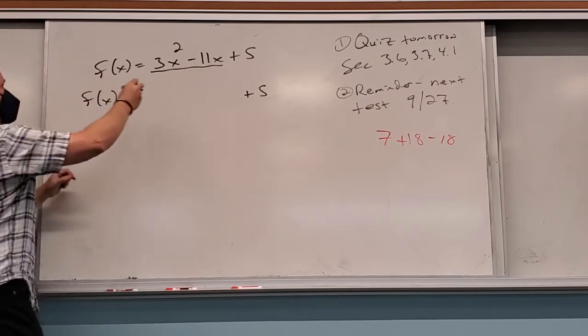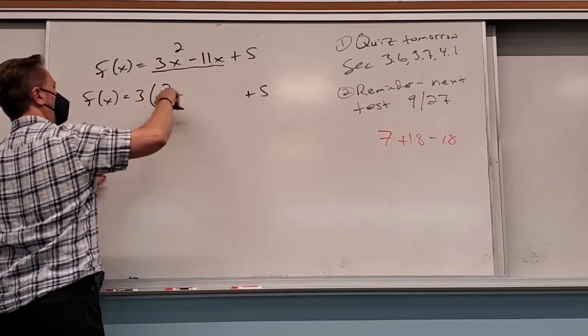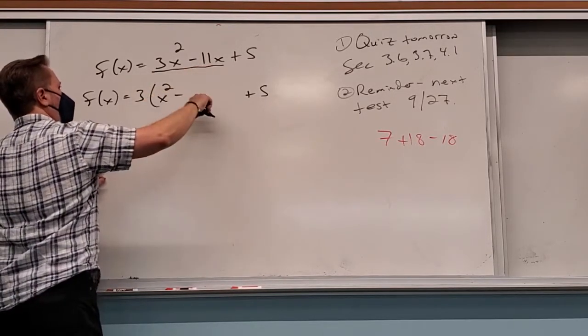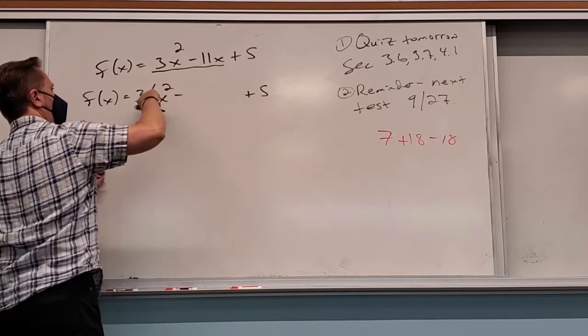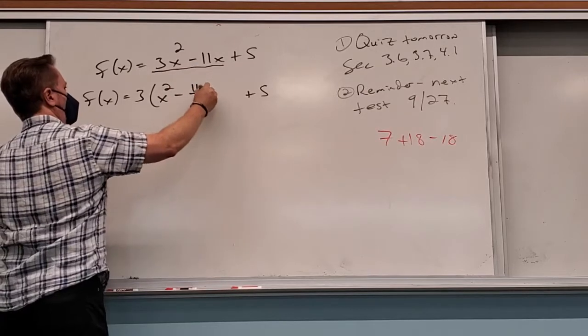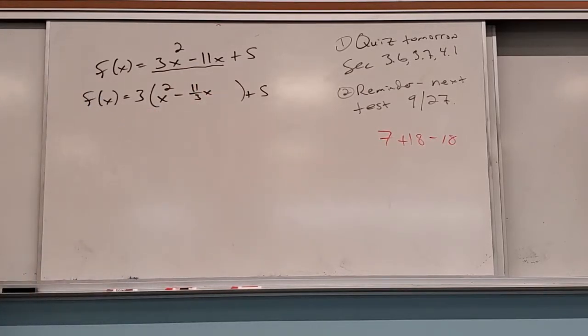Right? So if I take a 3 out, what goes here? Yeah, I'm dividing the 3 out, so this will be 11 over 3. Are you guys excited about that? No. Okay, it's appropriate.